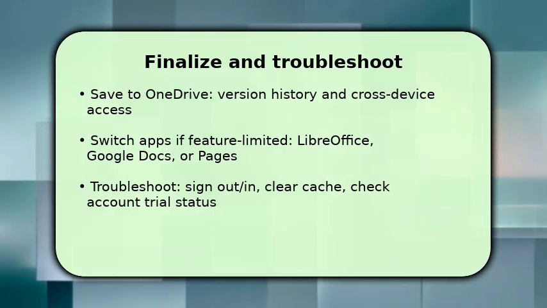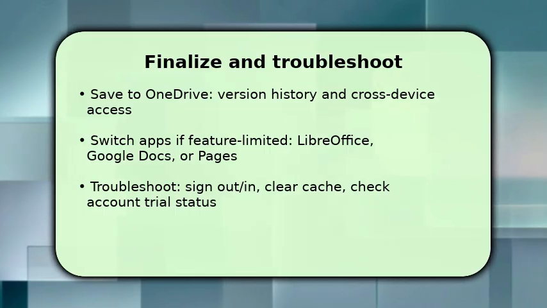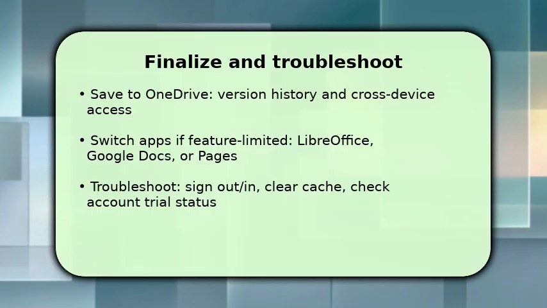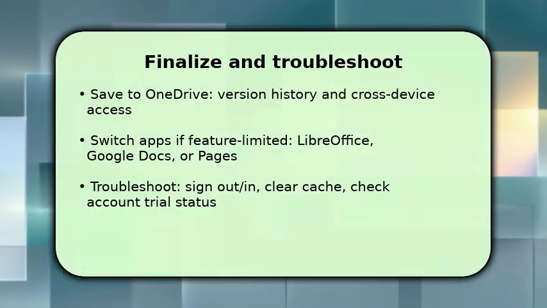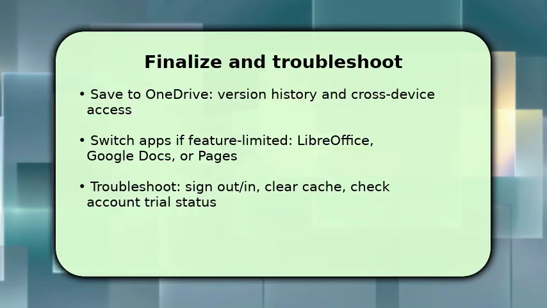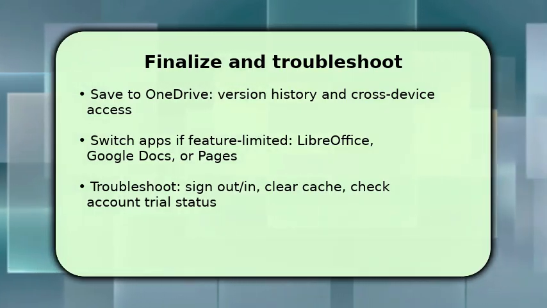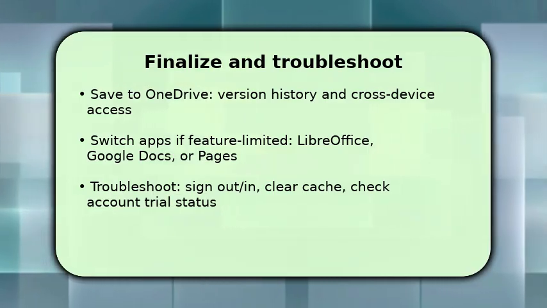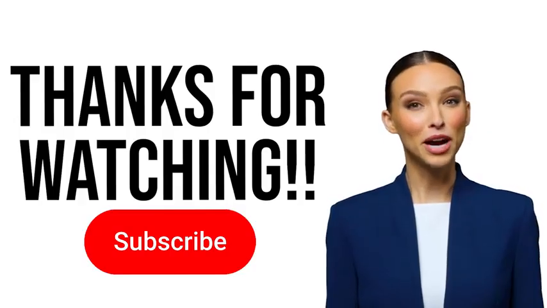This avoids licensing prompts. If you encounter locked premium tools, switch to LibreOffice or Google Docs for those features, then re-import to Word-compatible format. If something fails, sign out and back into your Microsoft account, clear your browser cache, or check that a trial hasn't expired. As a final tip, if a file is read-only, make a copy, rename it, and reopen to regain full edit control. Thanks for watching. Consider subscribing if we helped you.